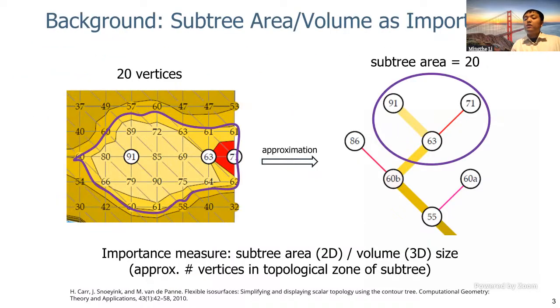In this work, we use the subtree volume size as the importance measure. The subtree volume is approximately the number of vertices within the topological zones that map to the subtree. For example, the importance of the subtree in the purple circle is 20 because there are 20 vertices in the corresponding topological zones.